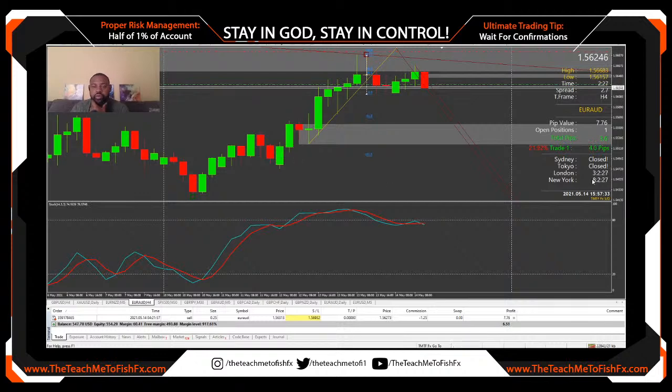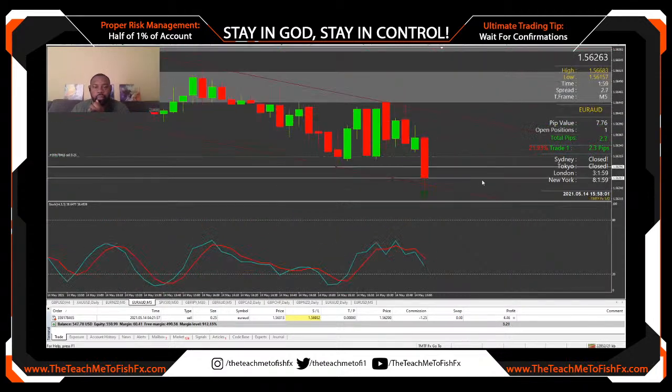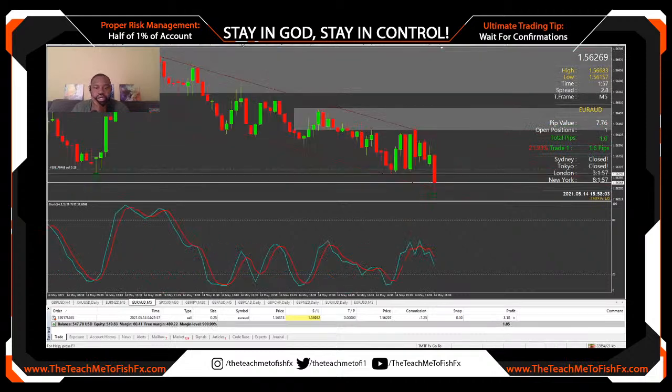So we're currently up 4 pips. All right, so this trade, we're currently up a little over 5 pips. You guys can see right here in green. So yeah, that's that.